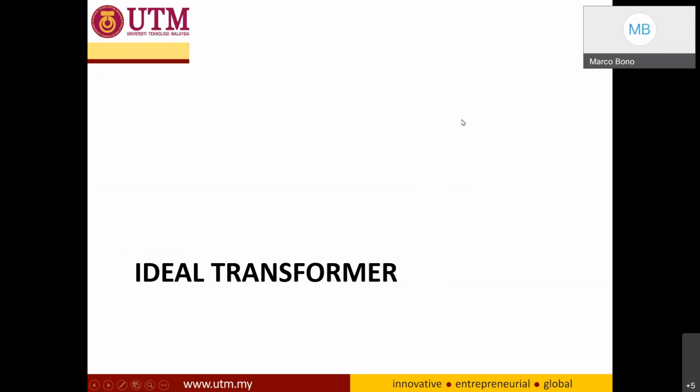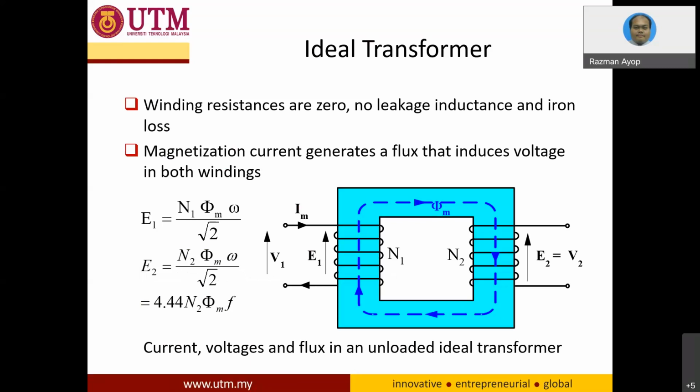Okay, good. So today we continue with the ideal transformer. Last week we already learned about the theory of transformers. For today we continue on the ideal transformer, which is mostly on calculation. So what is an ideal transformer? Basically, an ideal transformer has no winding resistance, no leakage inductance and no iron losses.